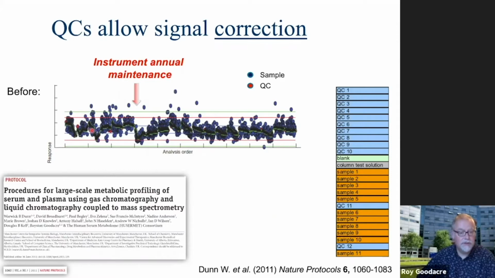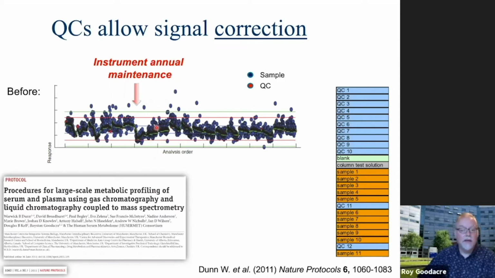these are little batches here. Okay, but you can certainly see that when we have an annual instrument maintenance, we get a break in that kind of trajectory and a very big change. And you would not really be able to analyze samples before the maintenance and after. And you can see, as I said, the drift in this particular analysis.